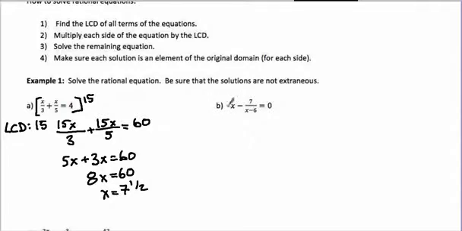Okay, coming over here, I'm looking for the LCD. Since I only have one denominator here, it is going to be x minus 6. But let's look for extraneous solutions really quick. If I end up with a solution that is 6, we can't have 6, so x cannot equal 6. If I do all my work and find out that one of the solutions is 6, that would not actually be a solution to this equation.